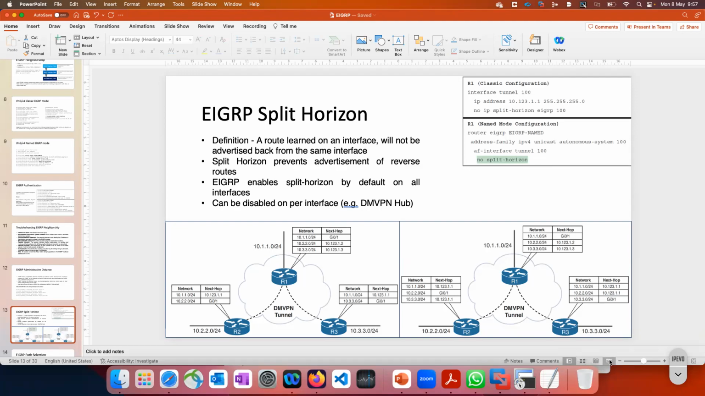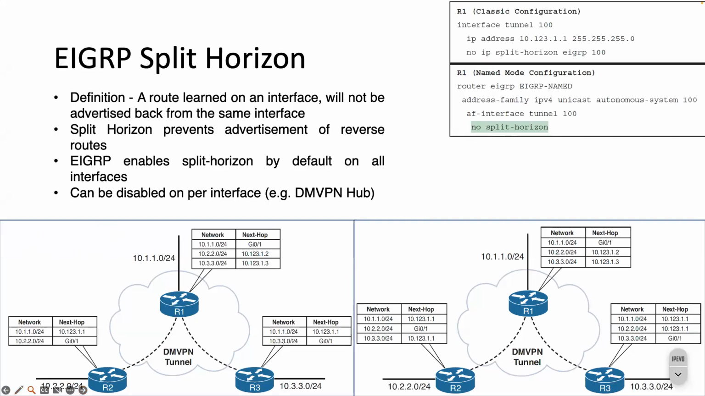For example, in this topology, what I want to show here is my hub router R1, with R2 and R3. R2 and R1 are forming EIGRP neighborship, and in the same way R1 and R3 are forming EIGRP neighborship. R2's routing table, what does it say? 10.1.1.0, which is lying behind R1, has next hop 10.123.1.1, which is this interface. And its local subnet 10.2.2.0/24 is on its GigabitEthernet 0/1.